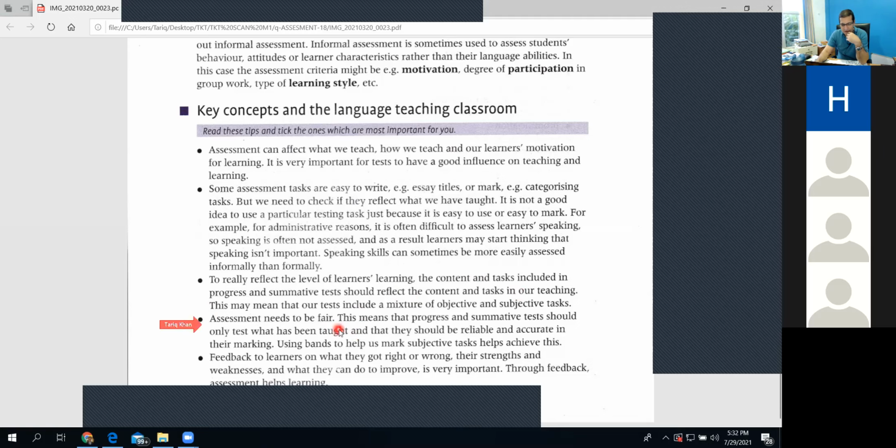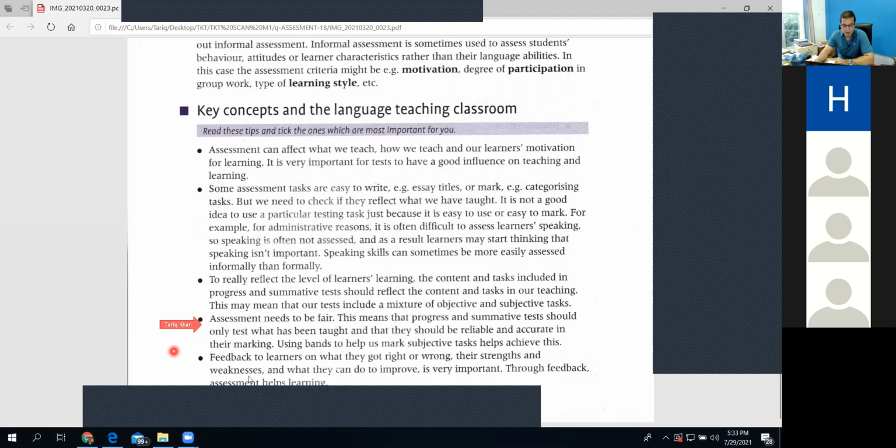Assessment needs to be fair. This means that the progress and summative tests should only test what has been taught, and they should be reliable and accurate in their marking. Using bands to help us mark subjective tasks helps achieve this. So it should be fair, in a way that they are tested in the area they are taught. It should not be given something out of the syllabus which they are still not taught about.